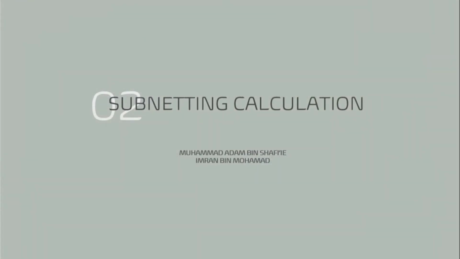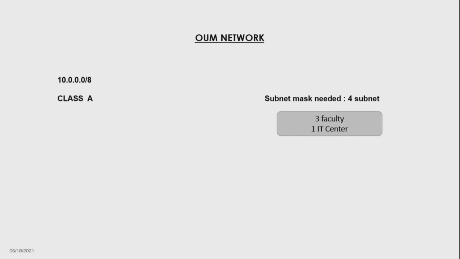Now I will continue with the subnetting calculation. In the OUM network, we are using the network address 10.0.0.0/8. This network address is from the Class A network addresses. In OUM facilities, we are using 3 different faculties and 1 IT center. So the total subnets needed is 4.